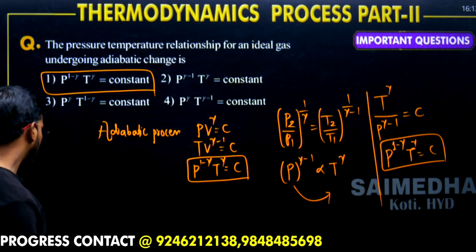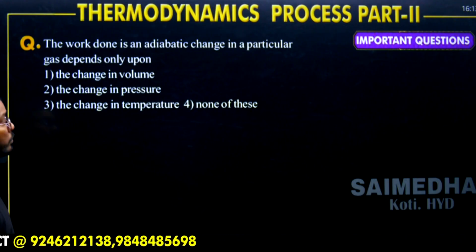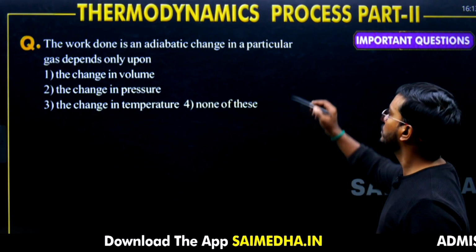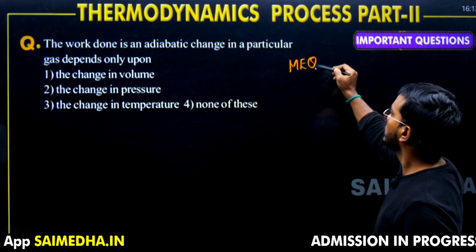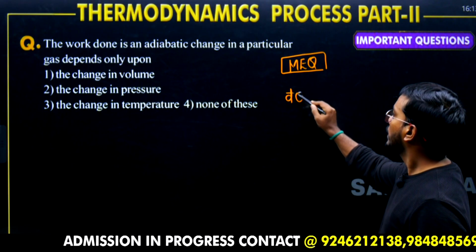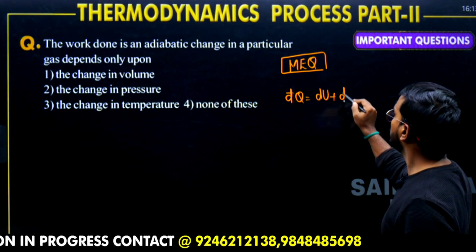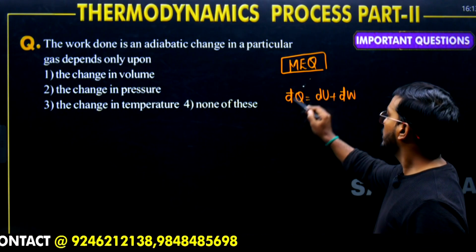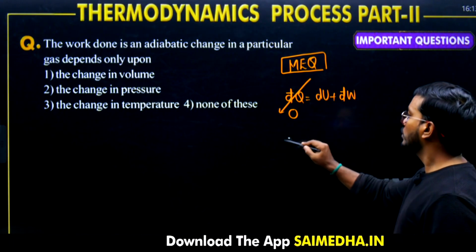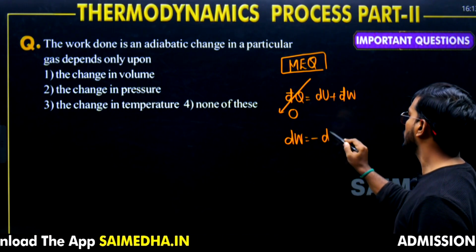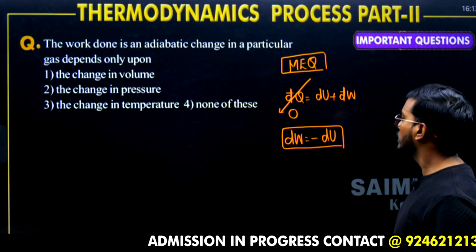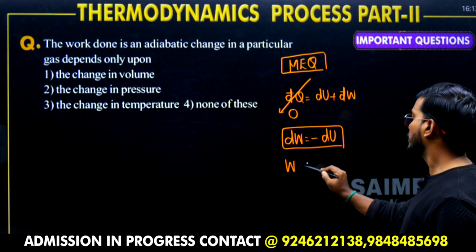Go through it. Moving on to the fourth important question. The work done in adiabatic changes, particularly gas, depends only on. This is most expected question. Remember this one, very important. We know that heat transfer is equal to internal energy plus work transfer. Adiabatic process, heat is constant, so dQ equals 0. We know that work done is equal to minus dU. We did it in the PYQs too. And so work is depending upon what? Internal energy.